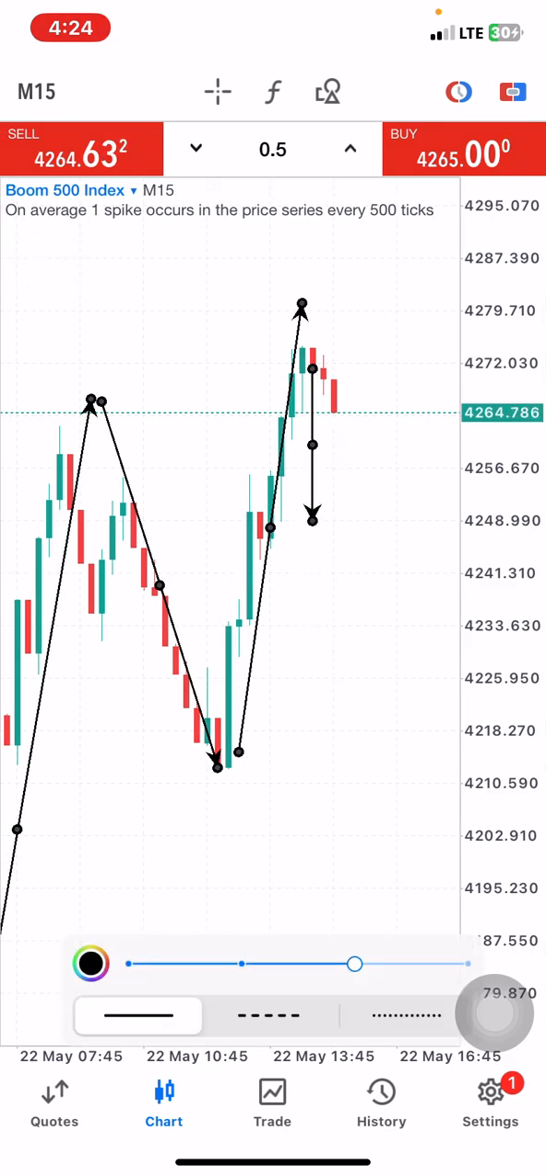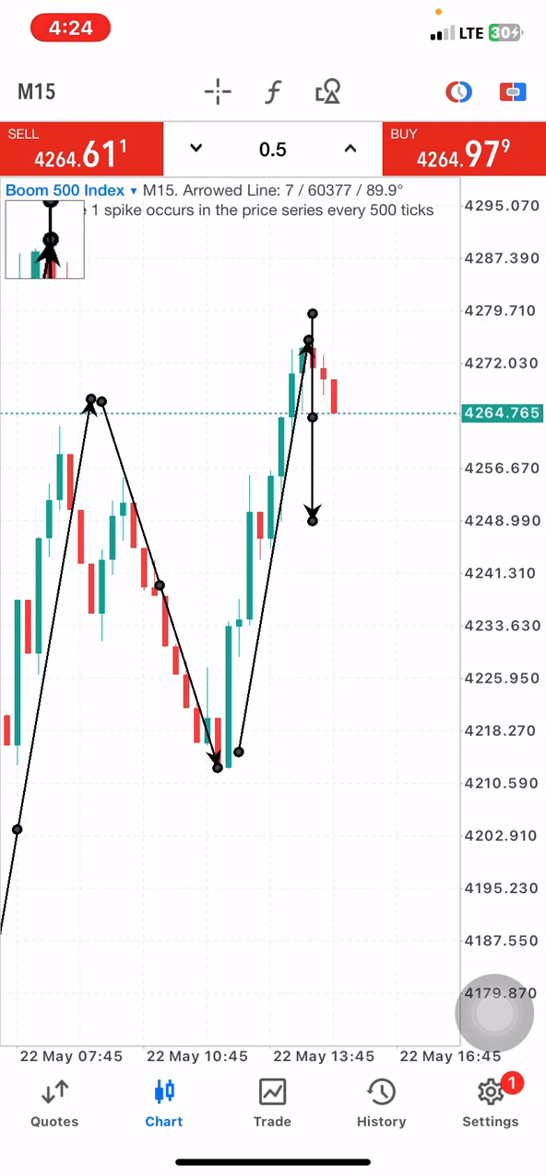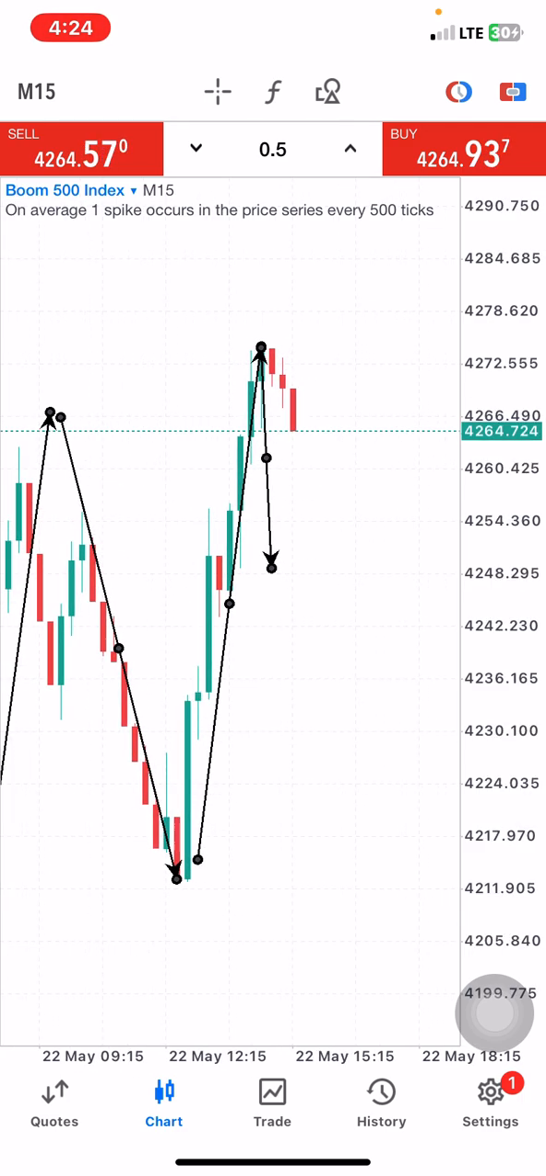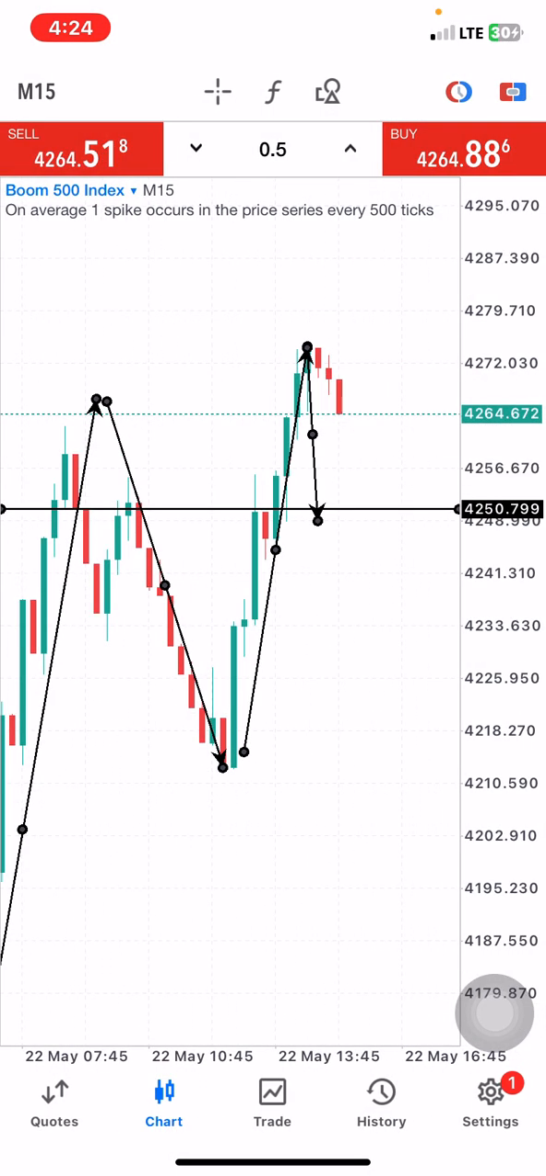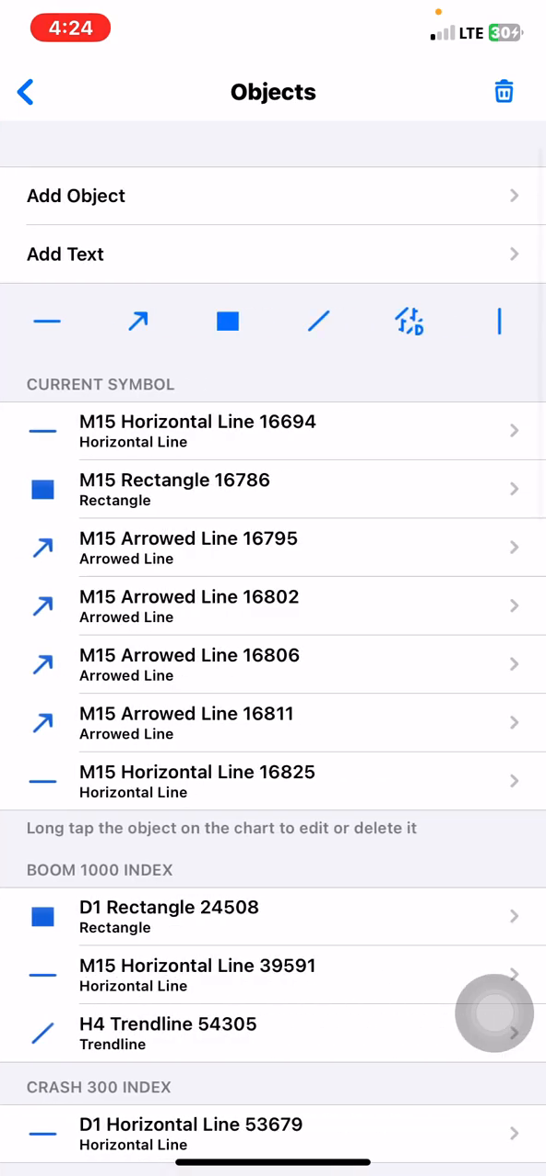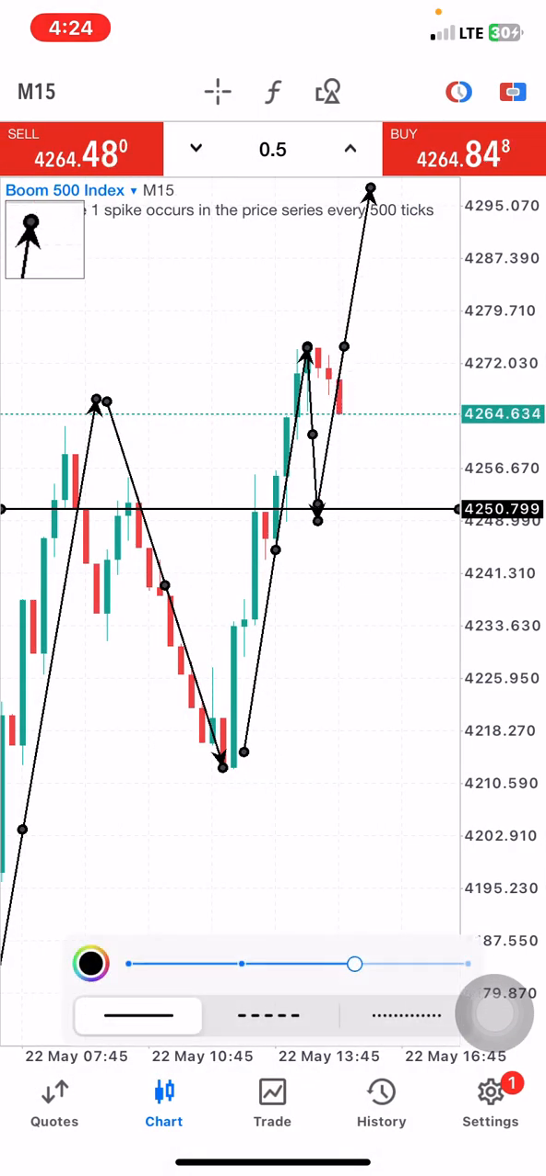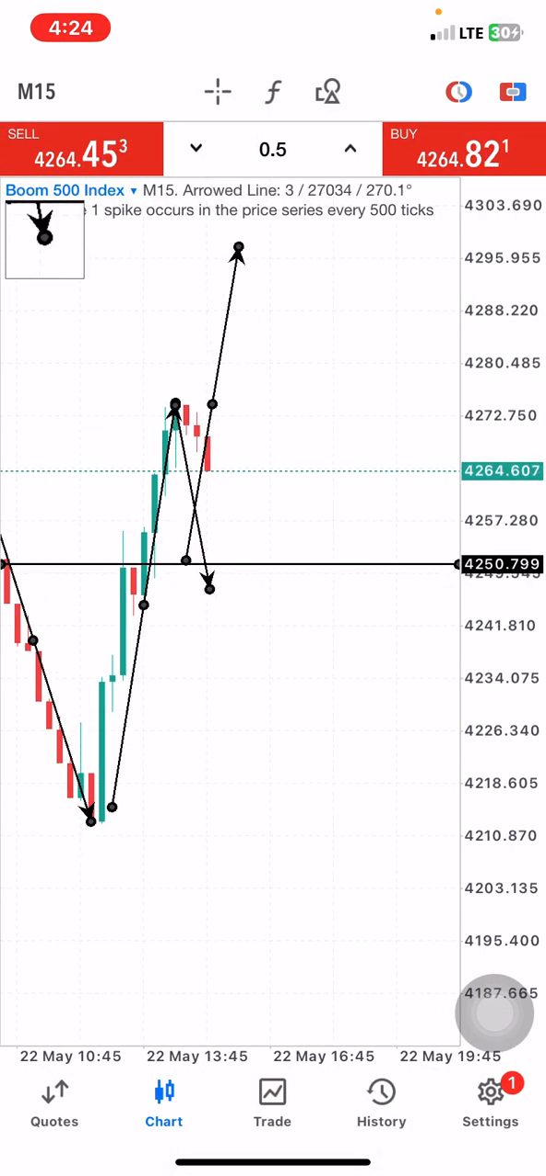And what will be your mindset? Your mindset should be that it's going to stop at this level. It's going to stop at that level, and then it takes back. Very simple.